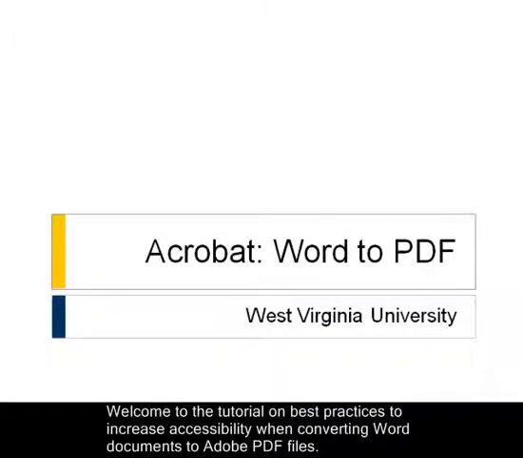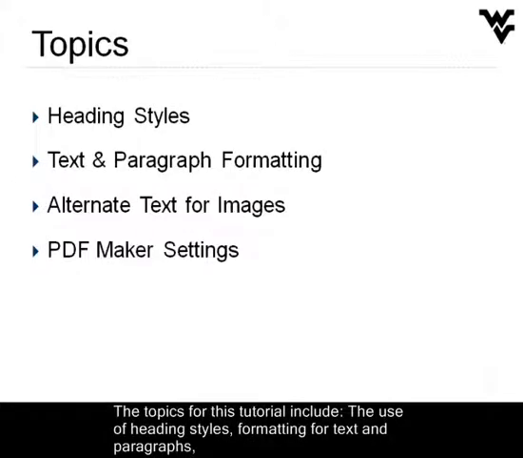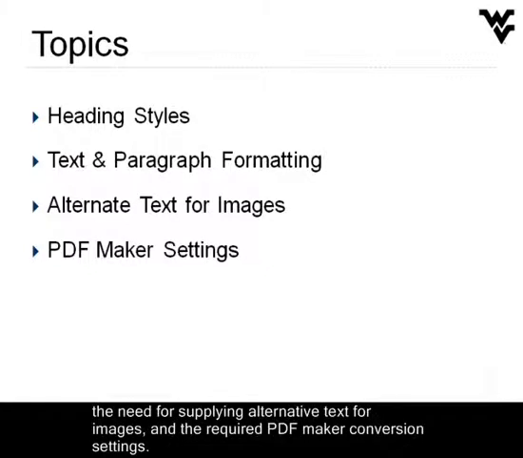Welcome to the tutorial on best practices to increase accessibility when converting Word documents to Adobe PDF files. The topics for this tutorial include the use of heading styles, formatting for text and paragraphs, the need for supplying alternative text for images, and the required PDF Maker conversion settings.